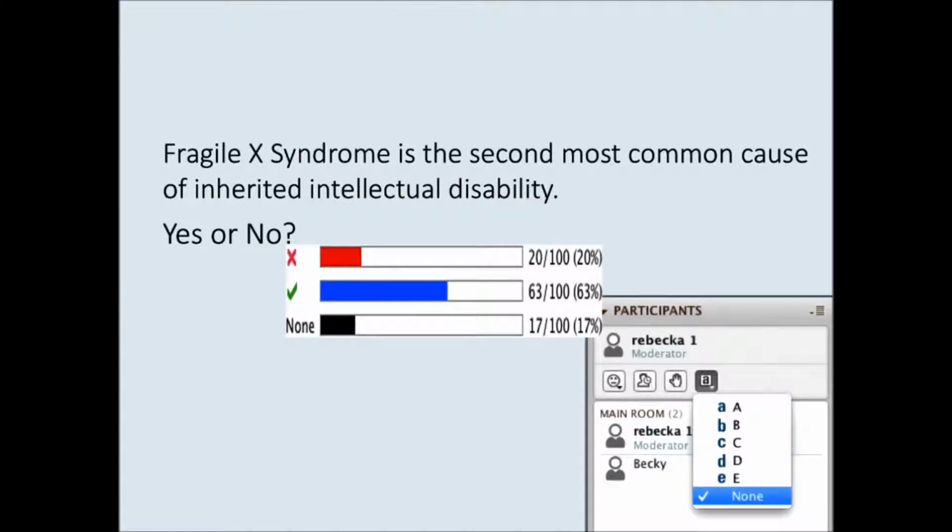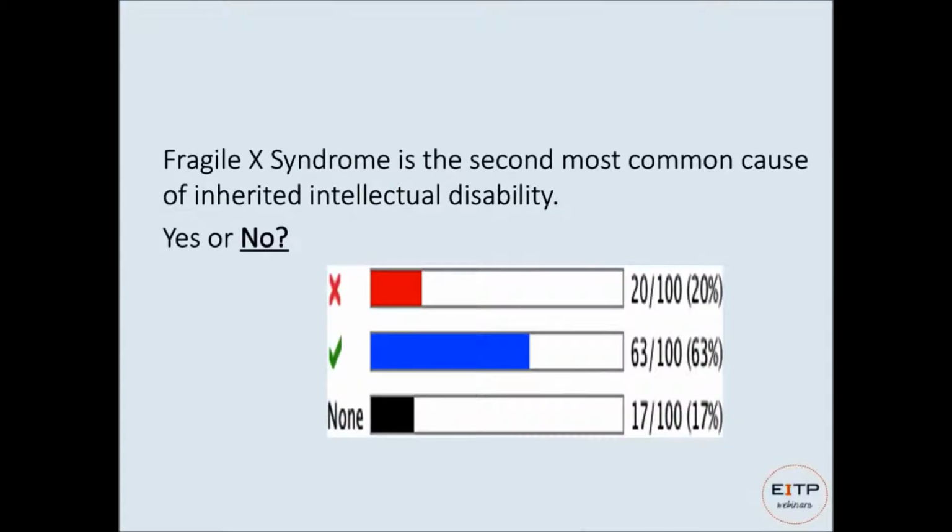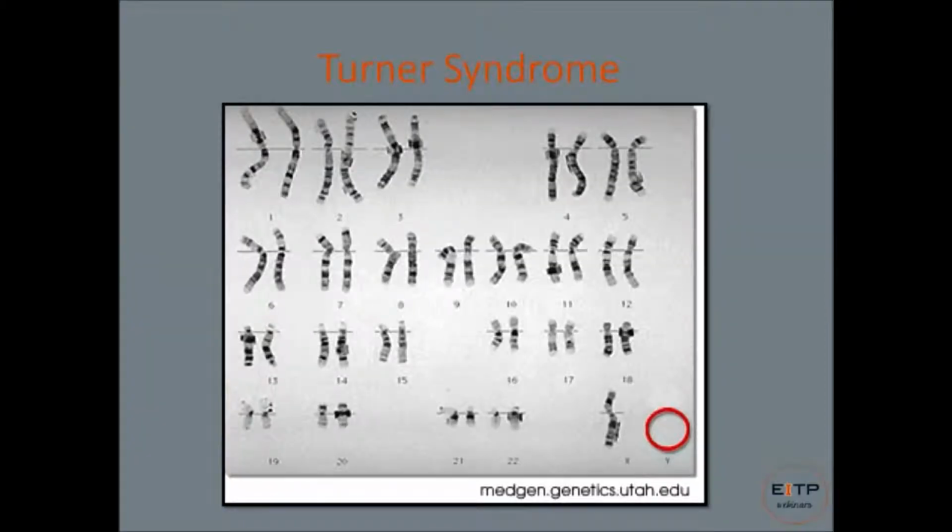So we're actually going to go ahead and switch gears to the other syndrome that we're going to talk about today, the other X chromosome disorder, and that is Turner syndrome. So we're going to touch briefly on the genetics of that syndrome as well.